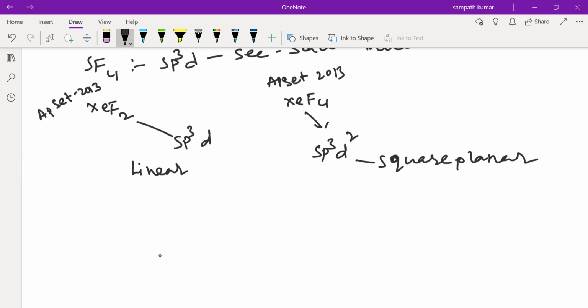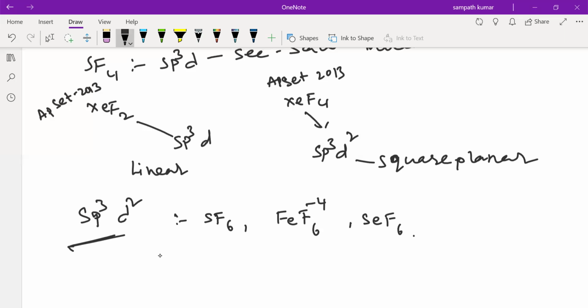SF6. Sp3d2, octahedral geometry. Examples of sp3d2 hybridization are SF6 and metal complexes such as iron hexafluoride 4-, selenium hexafluoride, and aluminium hexafluoride 3-.